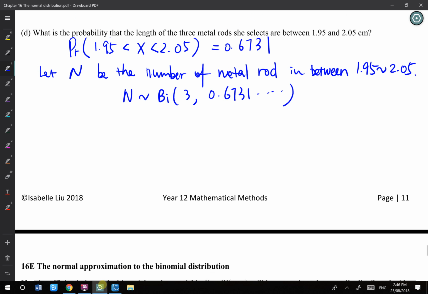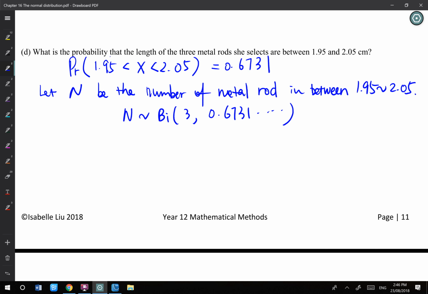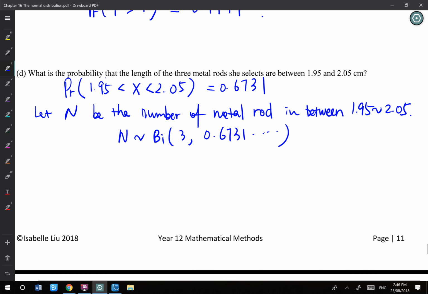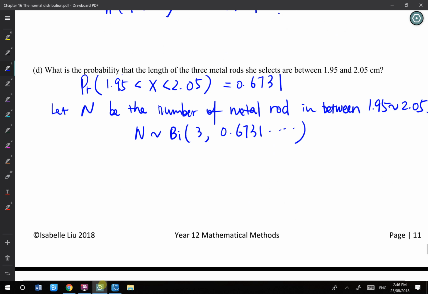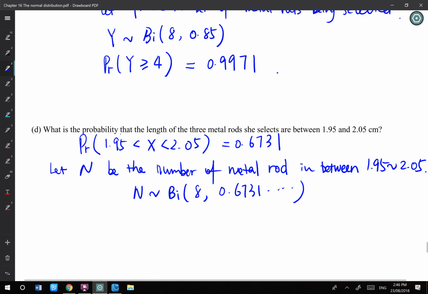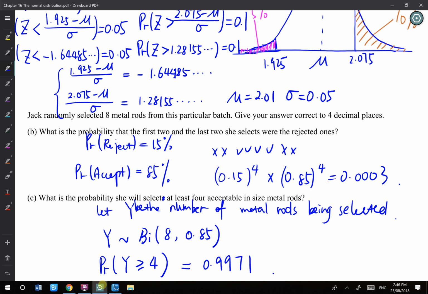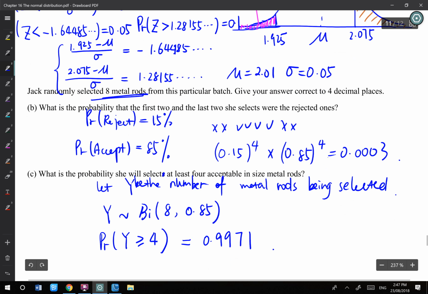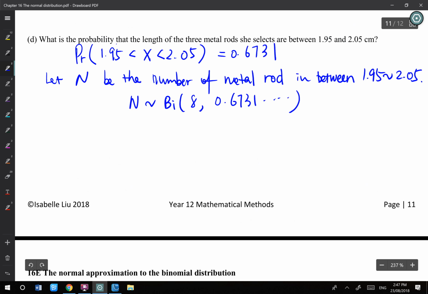So back to the question. What's the probability? Length of these 3 meters. Oh, sorry. It's still 8. This question is still 8, and I want 3 of that to be in between that length. Still select 8 meter rolls here. So trial is still 8, but what I want is probability of success equals 3. I want 3 to be in that range.